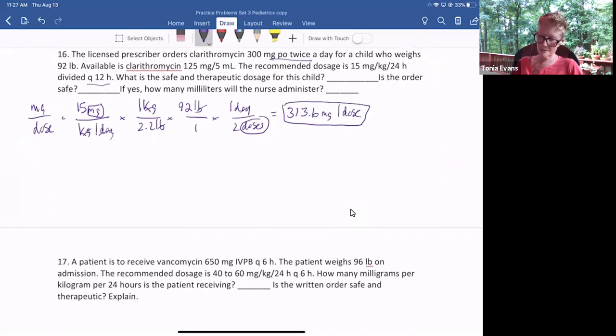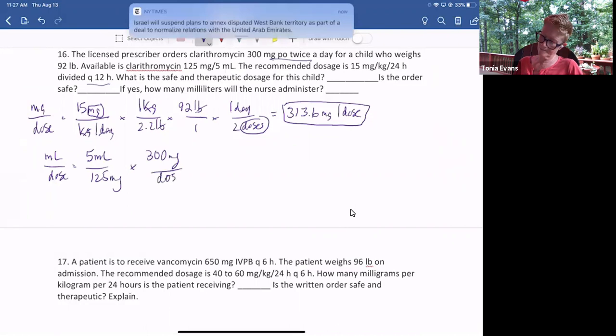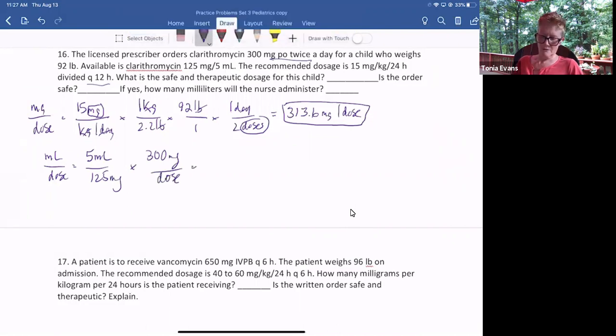So that's good. How many milliliters will we administer? So milliliters per dose. And in 5 mLs, we have 125 milligrams. We have 300 milligrams per dose. 5 times 300 divided by 125 is 12 milliliters per dose. Okay.